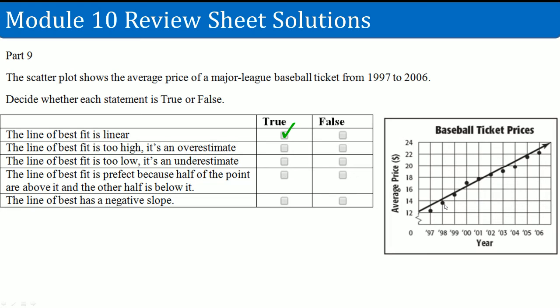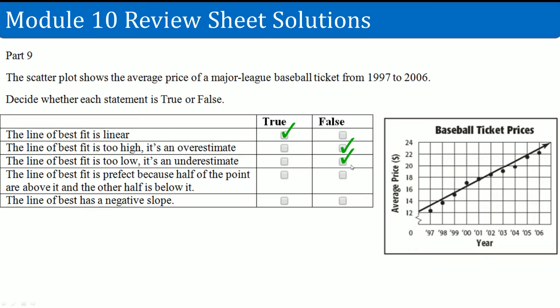The line of best fit here is too high. It is an underestimate. Doesn't make sense because there's some points still above it. Okay, so we would say that's false. The line of best fit is too low. It is an underestimate. Nope, this looks very good. There's now a bunch of points on top of it, so it is not an underestimate.